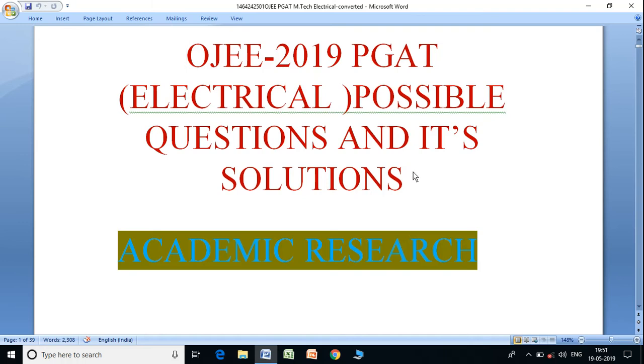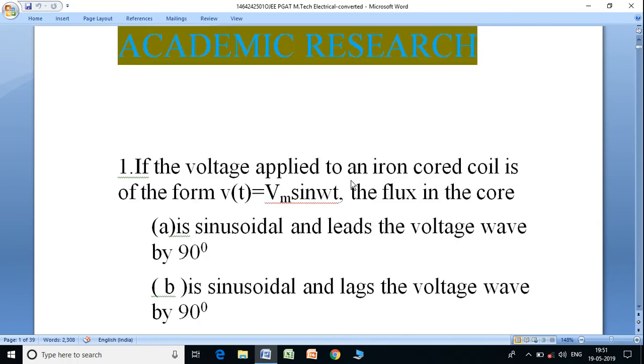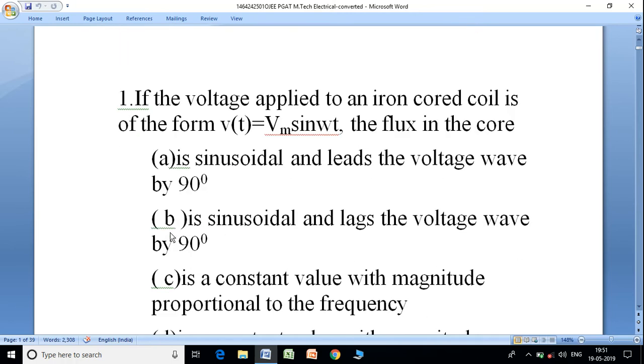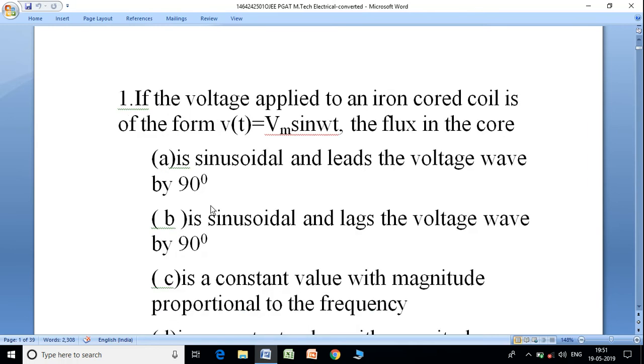with explanation. So let us start the first question. If the voltage applied to an iron core coil is of the form v(t) equals Vm sin omega t, the flux in the core. There are four possible answers, so we have to choose the best suitable answer.